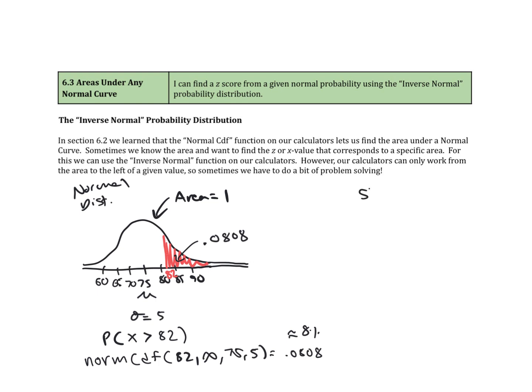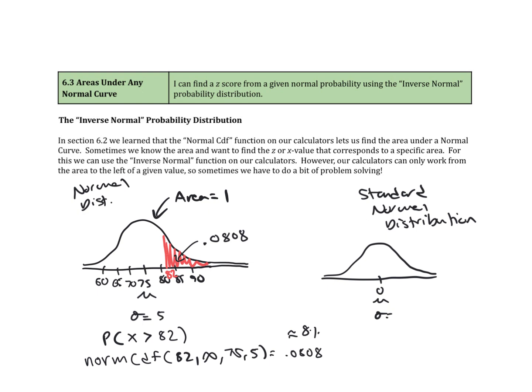But remember that a standard normal distribution has that same bell curve shape, but for every standard normal distribution, the mean is 0 and the standard deviation is 1. So this would be 1, 2, 3, -1, -2, and -3.